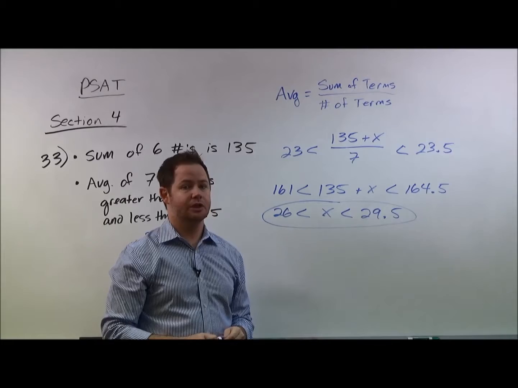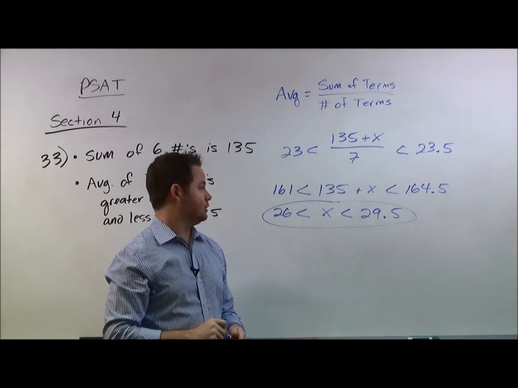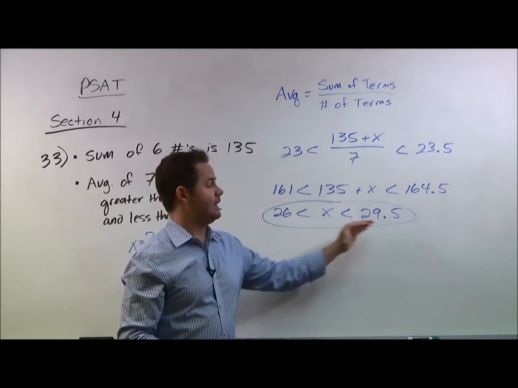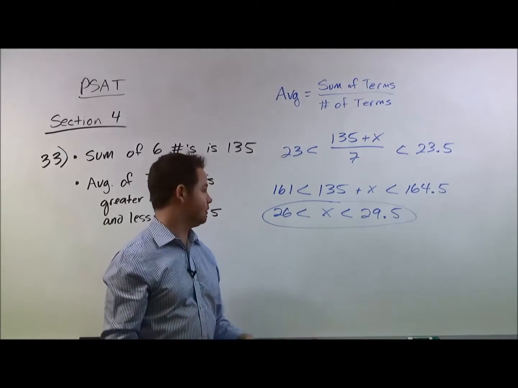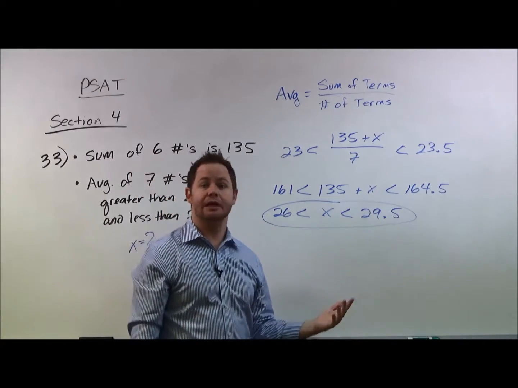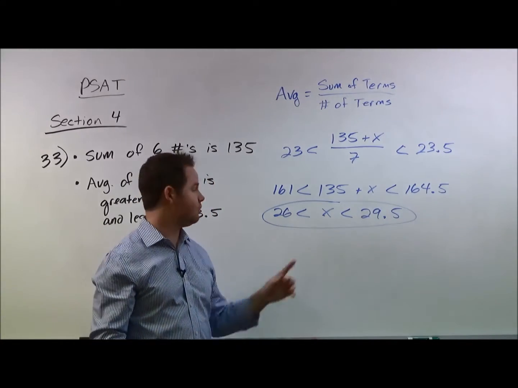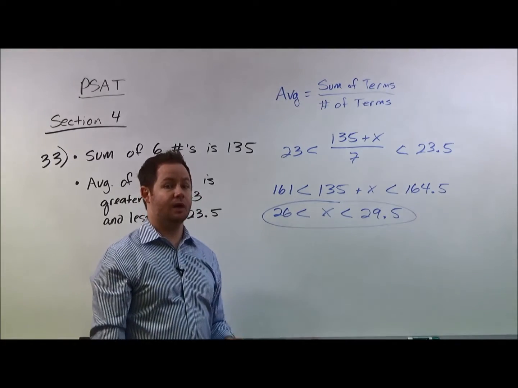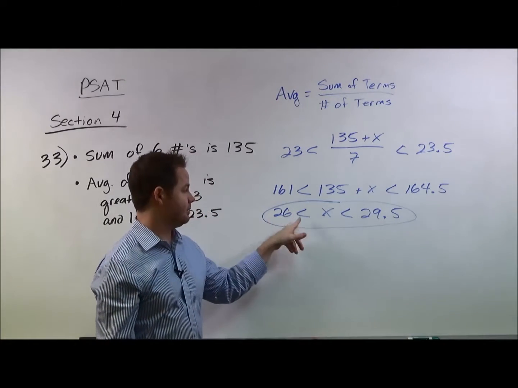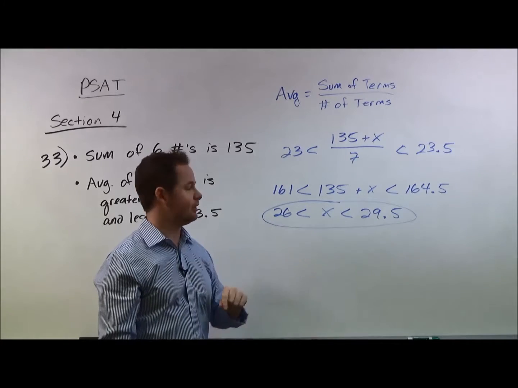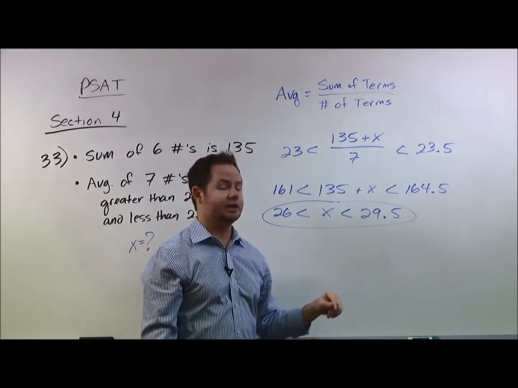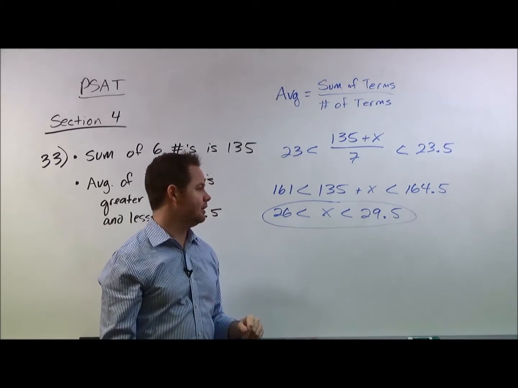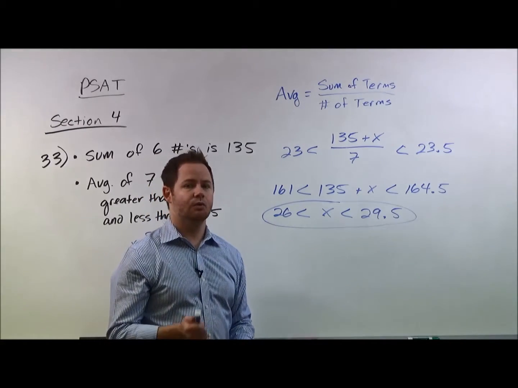The correct answer that you grid in could be any value that's in between 26 and 29.5 for this question. So you don't have to grid in the range of numbers. You only have to pick one of them. You could grid in 27, you could grid in 28, you could grid in 29, you could grid in 26.1 if you want, but you cannot grid in 26 because it does say greater than, not greater than or equal to, and you can't grid in 29.5 because it does say less than for that. But anything in between will work for this question.